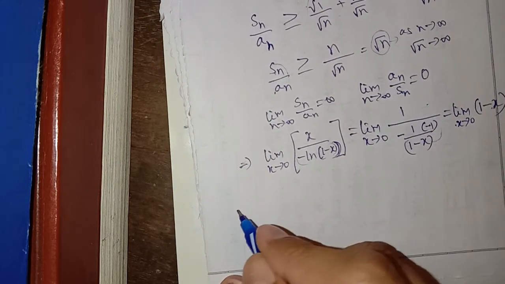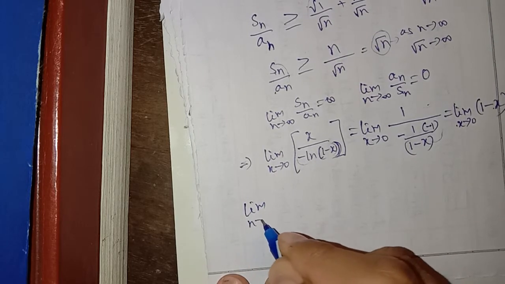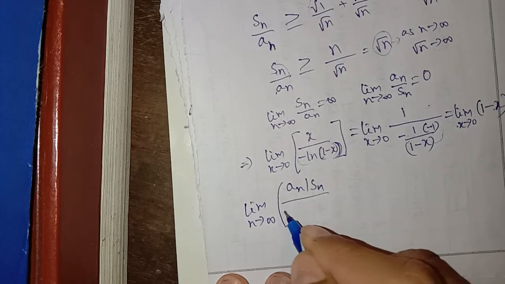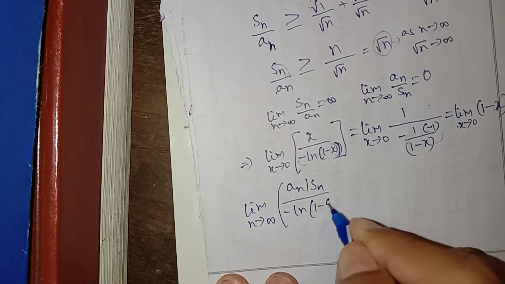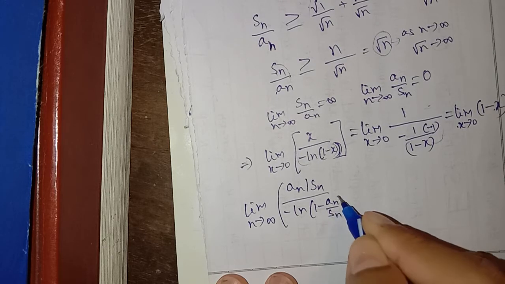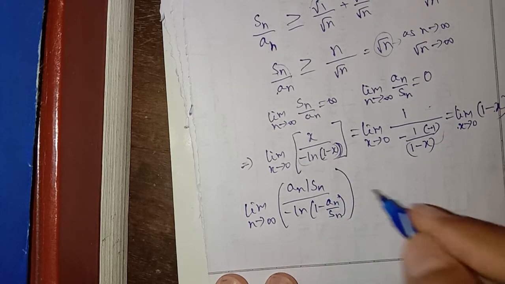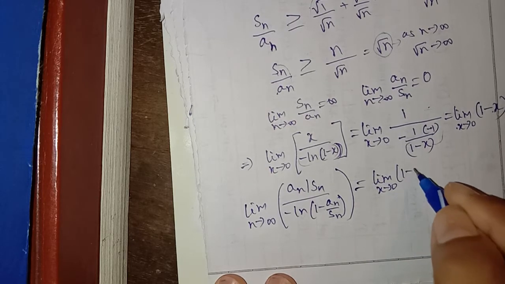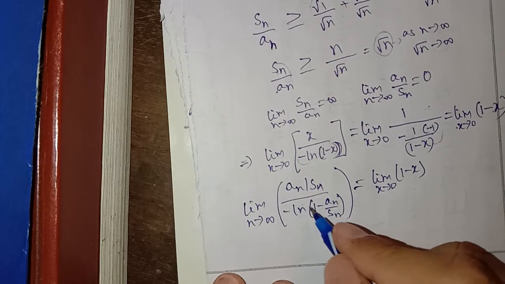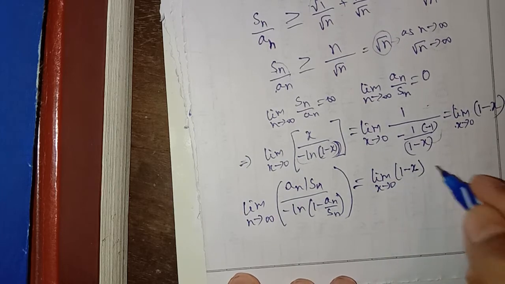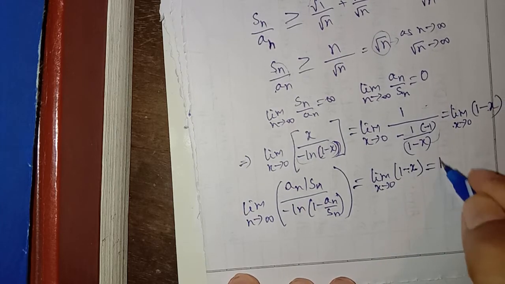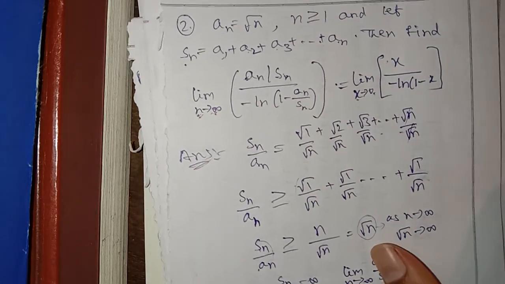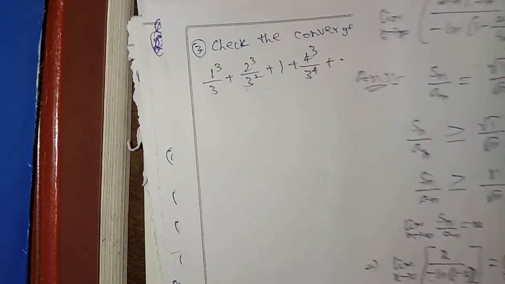So we can write limit n tends to infinity of an by Sn divided by minus ln of 1 minus an by Sn as limit x tends to 0, 1 minus x, if we put an by Sn equal to x. What is it when x tends to 0? 1. 1 is the answer for this question. Now we can move to the third problem.